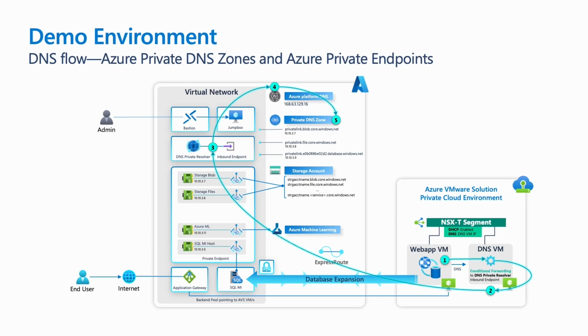So basically the next step here is the private DNS will return a result to the DNS VM requesting that address. And then finally, it'll return the private address coming out of the private DNS zone for that SQL MI endpoint.